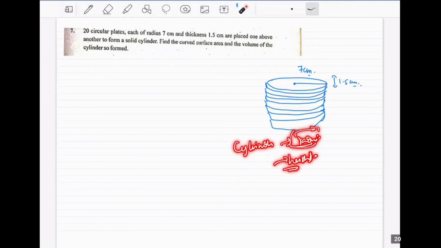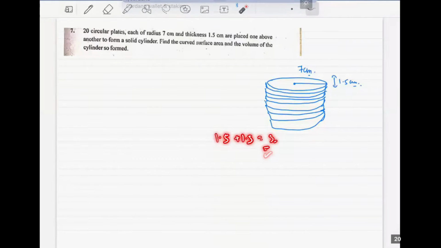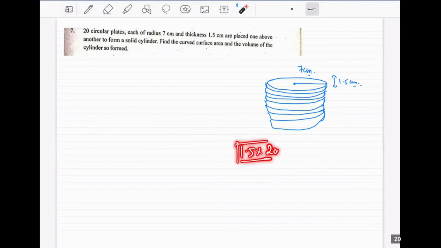The radius is already given. The plates are of the same size, so the radius will be 7 centimeter. How many plates are there? 20. The thickness of 1 is 1.5. What will be the thickness of 20 then? You have to multiply 20 into 1.5, right? 1.5 plus 1.5, this is for 2 plates, it's 3. And 1.5 plus 1.5, another 3. We have got 1, 2, 3, 4 plates right here. And when we continue this until 20, what you have to do is 1.5 into 20. Right.